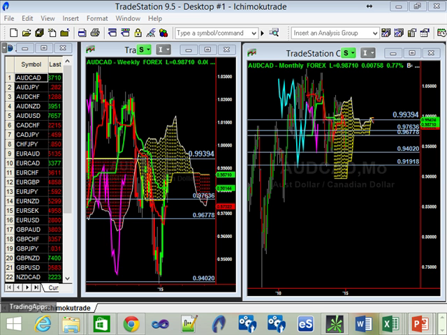So let's go straight to our charts. First currency we're going to look at is Australian CAD. Remember, on the left hand side is basically the weekly time frame. On the right hand side is the monthly time frame.